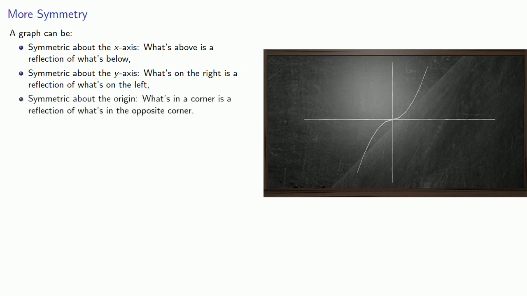Or it could be symmetric about the origin. What's in a corner is a reflection of what's in the opposite corner. It can have any or all of these symmetries, or possibly none of these.